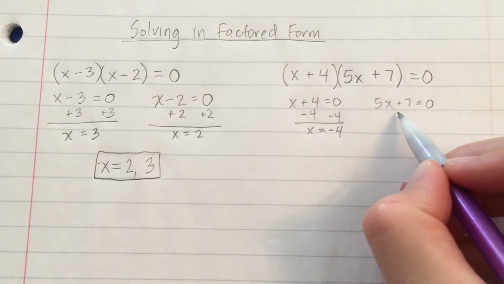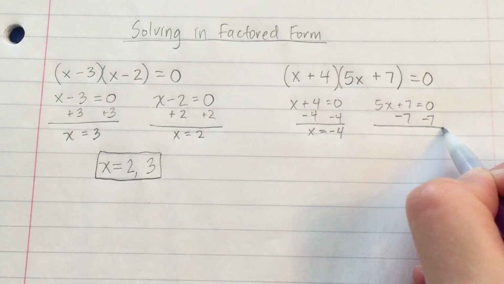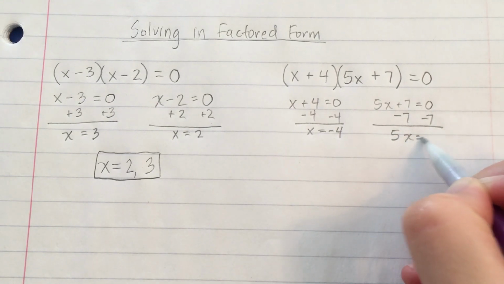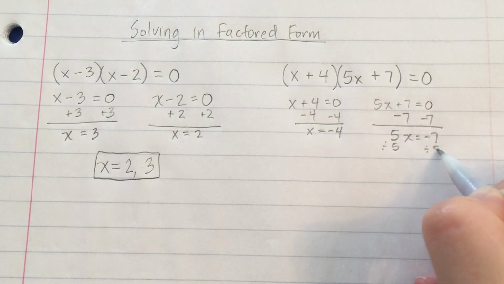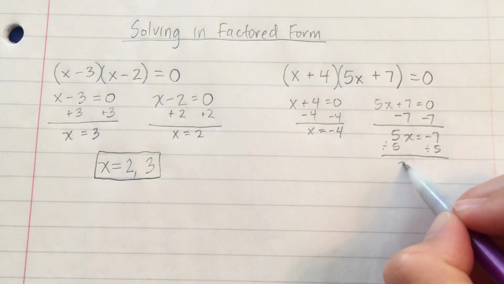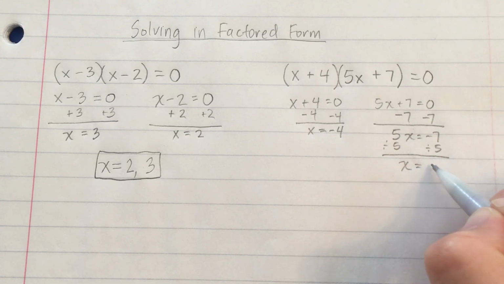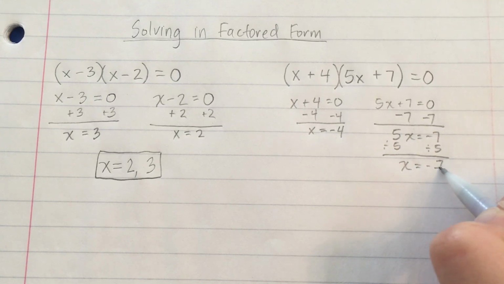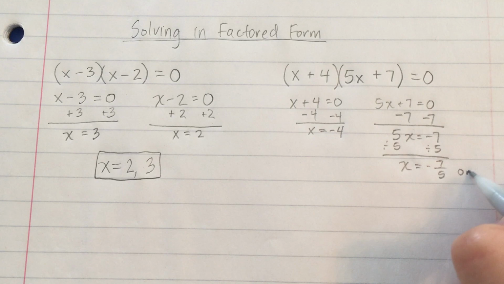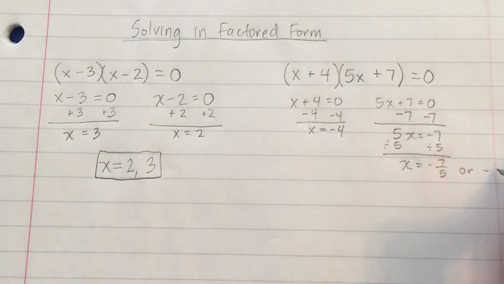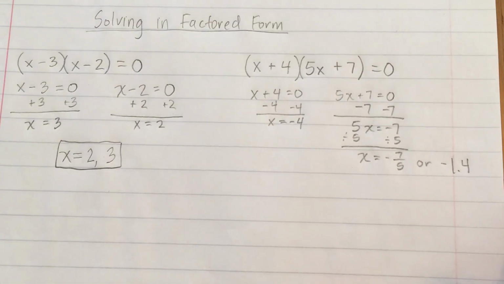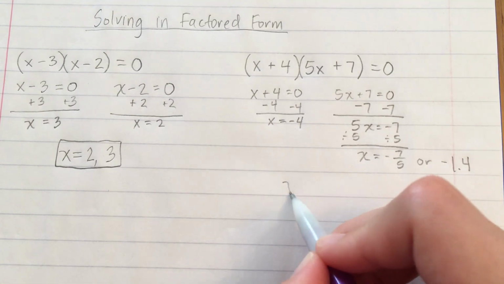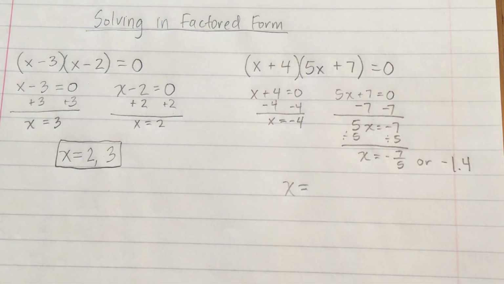In this case, I actually have a two-step equation. I subtract 7 from both sides and get 5x equals negative 7. And when I divide by 5, you can write this as a fraction or a decimal. You could just write negative 7/5. That would be fine. Or if you stick that in your calculator, you would get negative 1.4. But then again, when you write your answer, you write the smaller number first.